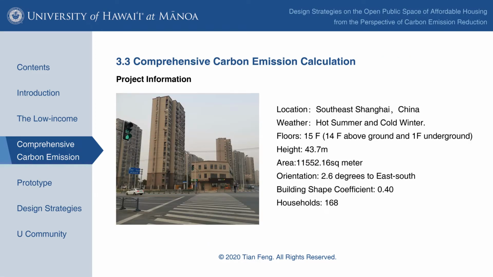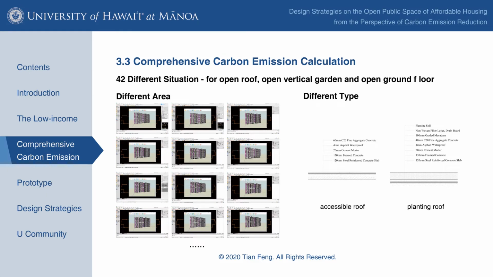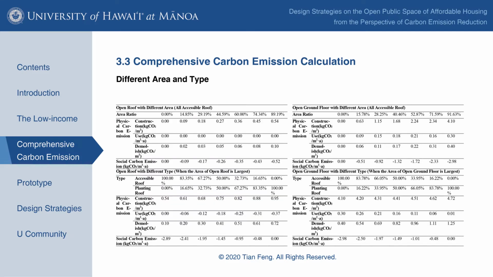After finding out the calculation method, I chose a building in Shanghai as a model for calculation. And then I built 42 different models for different situations of open public space, the different areas of different kinds, and also different structure types of the open public space. Then, the comprehensive carbon emission under different situations can be obtained by adding physical and social carbon emissions.